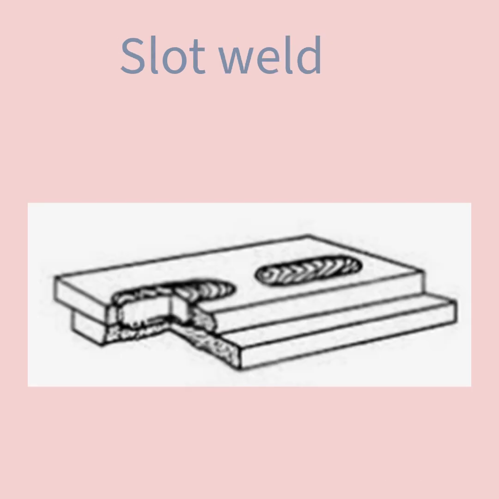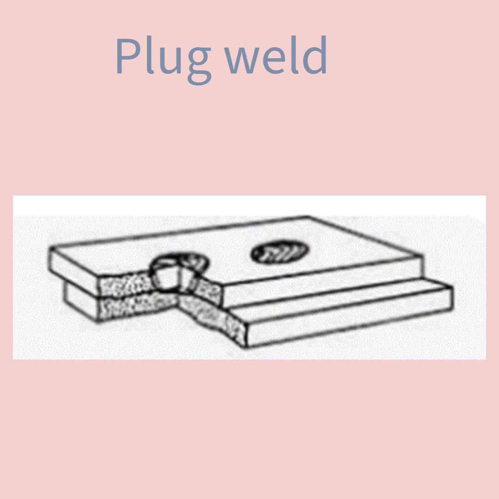Next is slot weld. In slot weld, a joint between two overlapping components is made by depositing a fillet weld around the periphery of a hole in one component so as to join it to the surface of the other component exposed through the hole. The last but not least is plug weld.